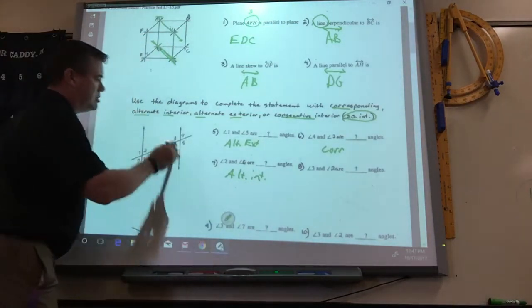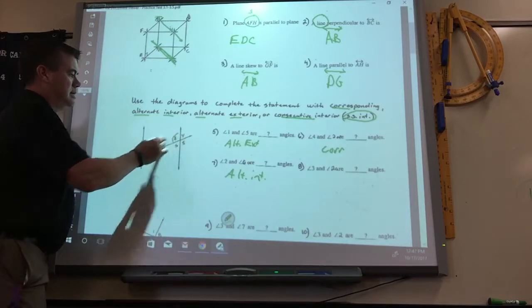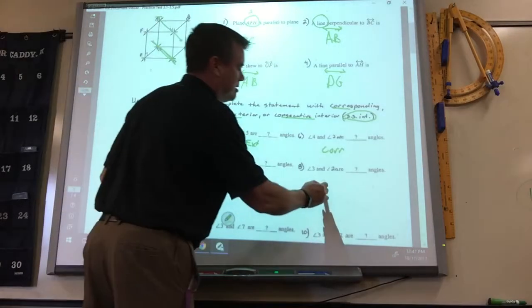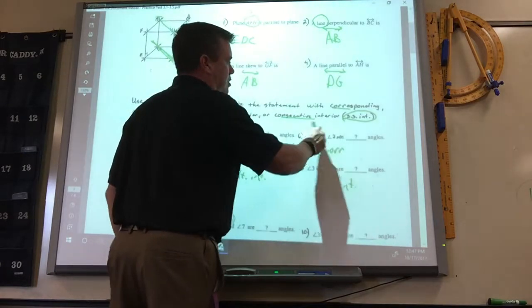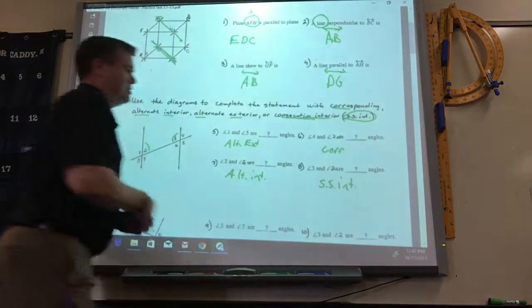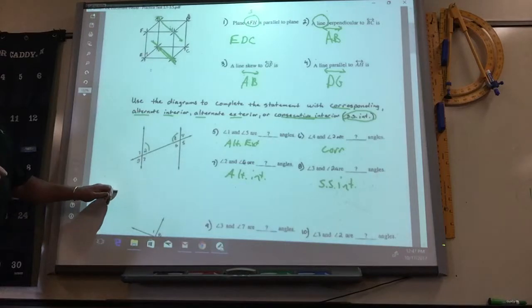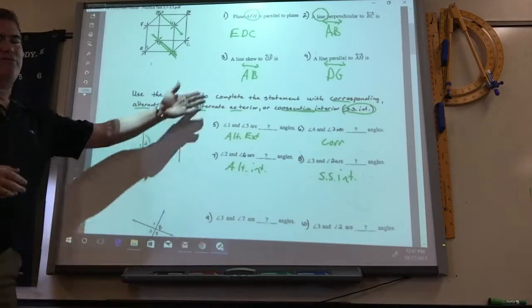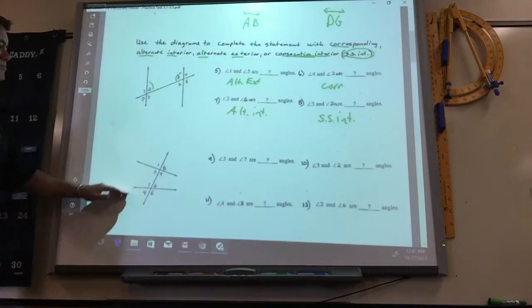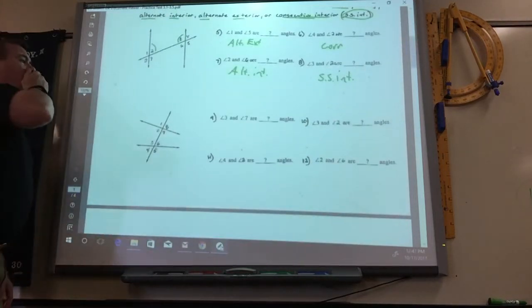And then 3 and 2. Same side interior. Or again, you could call it consecutive interior. So if it was 1 and 4, would it be same side exterior? It would be. Although that's not 1 or 4, but that's what you would call it.